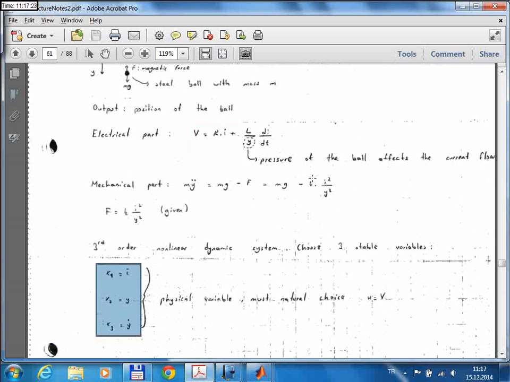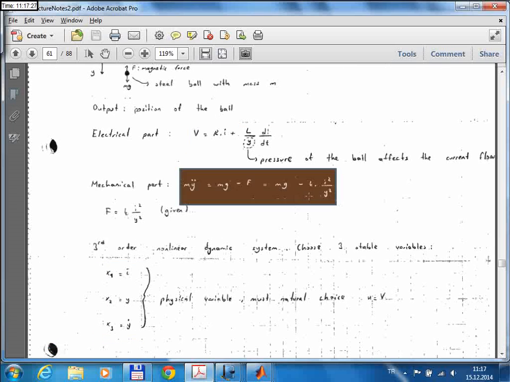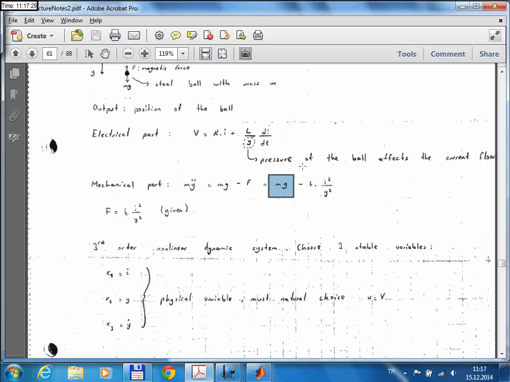So we have this highly nonlinear equation for the motion of the ball. This is the weight of the ball, but the force created by the magnetic field is given by this relation: I squared divided by y squared. So this is nonlinear because there is this square function, and also we have this in the denominator, right? We're dividing I squared by y squared, and then I and y appear together in the same term. So all of these things are reasons for this system to be nonlinear.